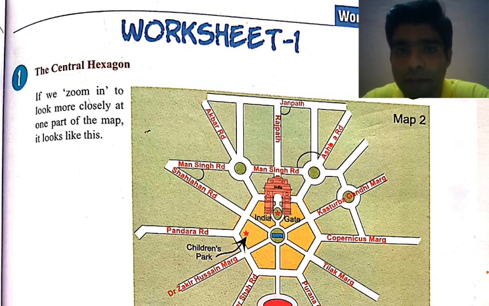This is our mapping your way, and today's very interesting topic is the central hexagon. I already discussed the word hexagon, and the second thing is the types of angle. This is a very simple question, and by using the map we have to solve it. I hope every student understood the concept of the central hexagon, and by using the map we obtain these questions and answers.